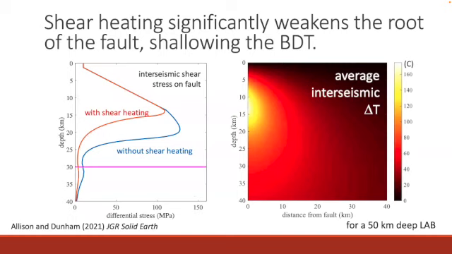I've plotted the average interseismic temperature rise on the right. It peaks in the mid crust at 170 degrees Celsius. This thermal anomaly weakens the root of the fault and produces a much shallower brittle-ductile transition. In this example, it shallows the BDT by almost 10 kilometers.